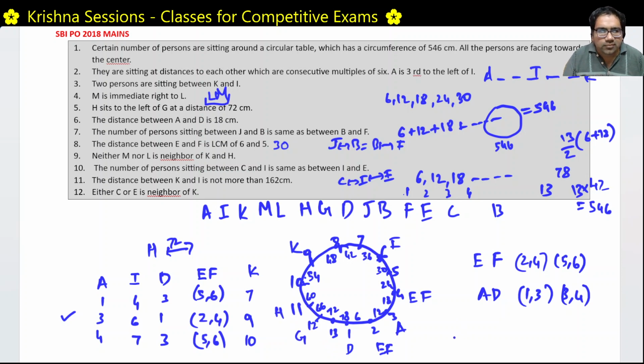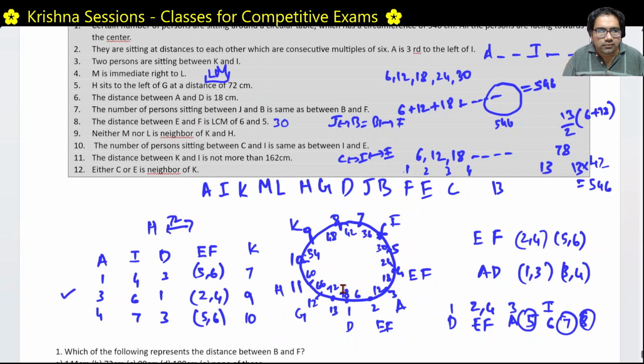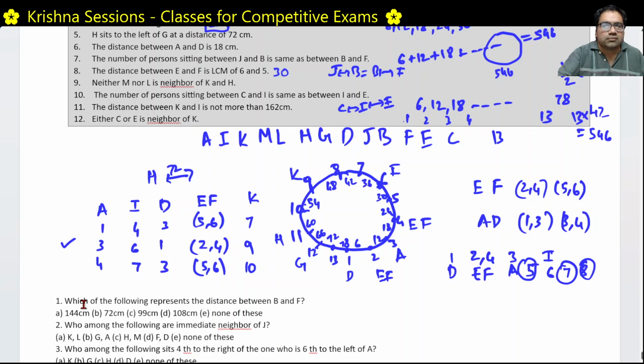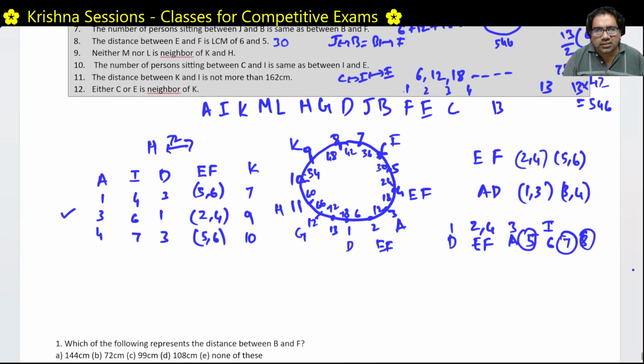H and G, right? So far what you have written, D is 1, EF is actually 2 comma 4, then A is 3, then 5 is empty, then 6 is I, 7 is empty, 8 is empty, 9 is done, 9 is K, 10 is empty, and 13 is empty. Right?